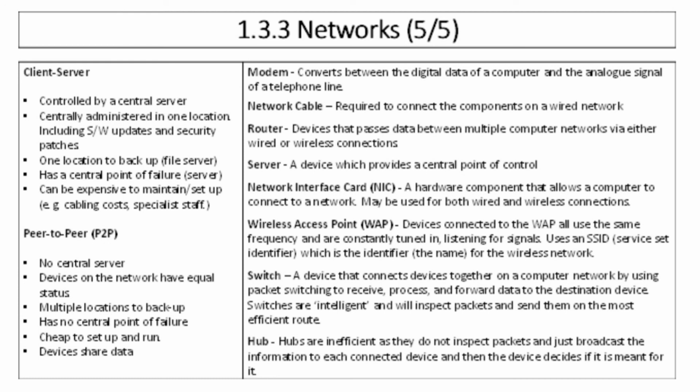Hubs are stupid. Hubs are also inefficient as they do not inspect packets and they just broadcast the information out to every single device, and the device decides if it's meant for it. Each device goes, is this for me? No, it isn't. And all the other devices will go, no, it isn't for me. And there'll be one that'll be like, yep, that's for me. That's just clogged up my internet, but it's fine because I don't care.